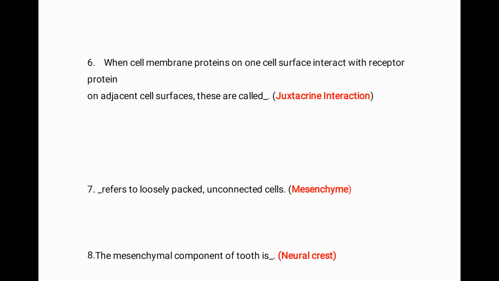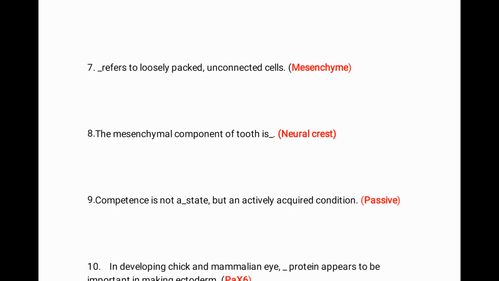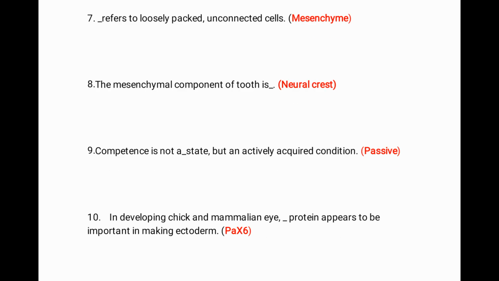When the cell surface protein interacts with the receptor protein on the adjacent cell surface, this is called juxtacrine interaction. Seventh, the loosely packed unconnected cells are mesenchyme cells. Eighth, the mesenchymal component of the tooth is dash neural crest.